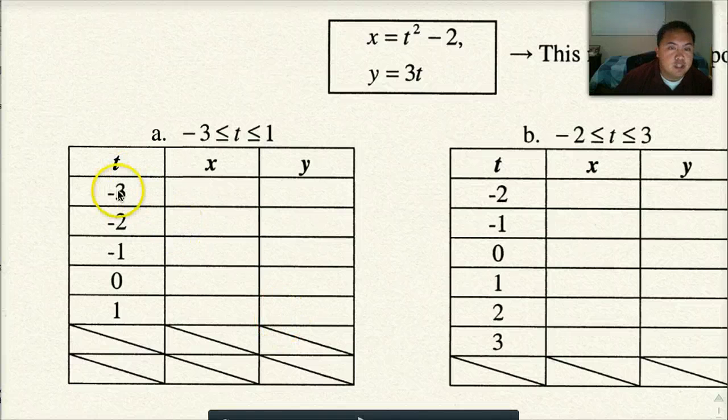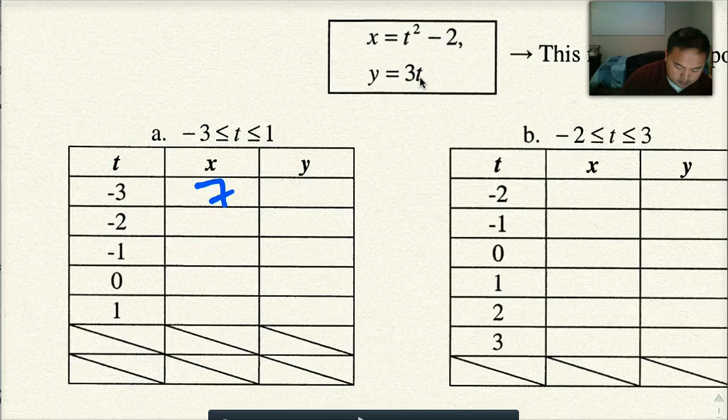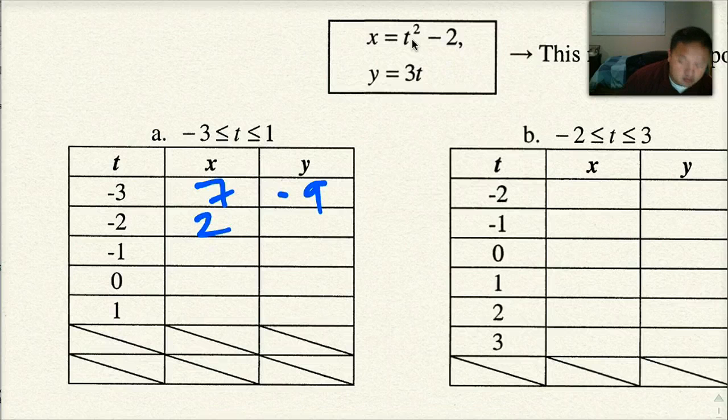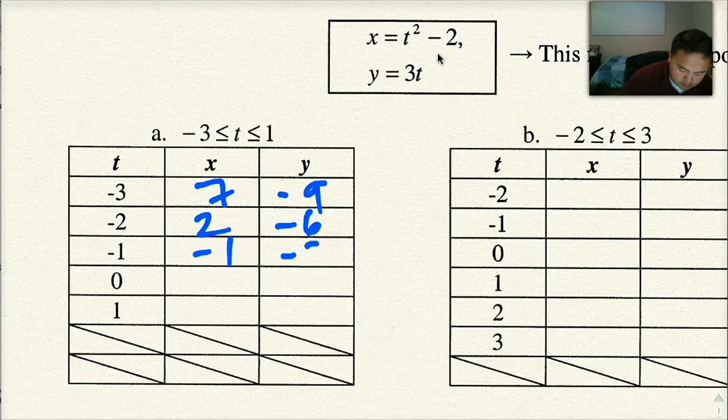So for t equals negative 3, first I have to plug it into x. So I plug in negative 3, I get 9 minus 2, which is 7. I do the same thing for y, I get negative 9. For negative 2, squared is 4, 4 minus 2 is 2. If I plug in negative 2 into this one, I'm going to get 3 times negative 2, which is negative 6. If I plug in negative 1 into here, I'm going to get 1 minus 2, which is negative 1. If I plug in negative 1 into here, I get negative 3.